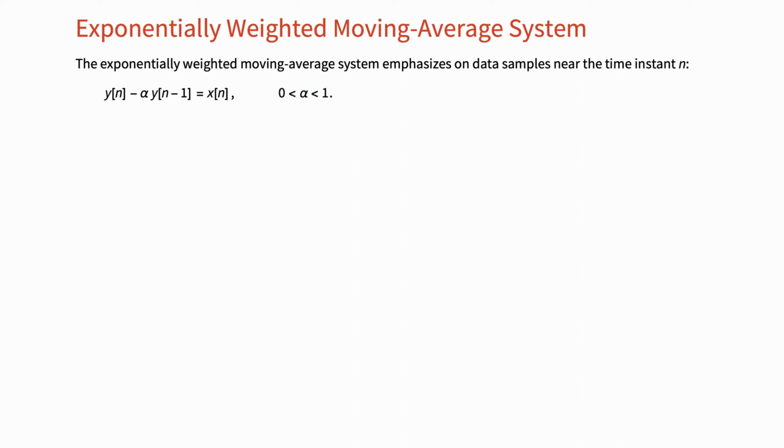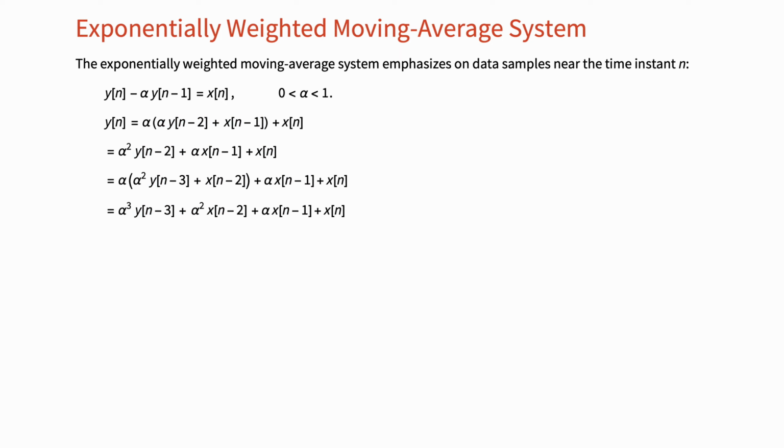If we use the same difference equation to write the y of n minus 1 in terms of y of n minus 2, we get this new equation. Going one more step to y of n minus 3 and simplifying, we get the equation shown here. The weights or the coefficients of the older samples, the more delayed samples, decay exponentially. Remember, alpha is less than 1. Because of this, we call this system exponentially weighted moving average. The older samples are less important. They have less weight in the average.